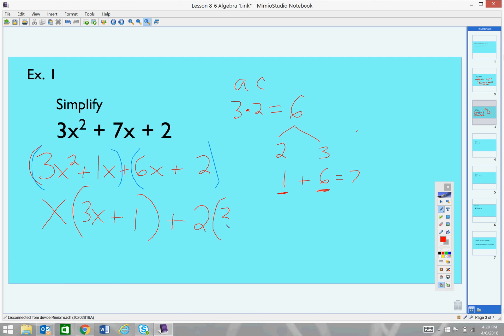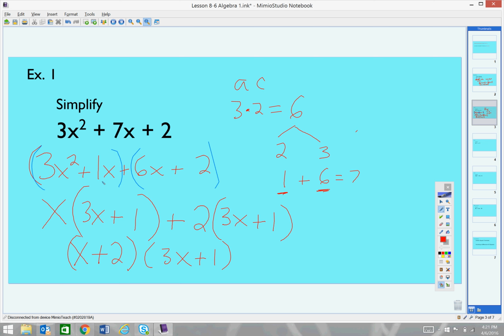2 times 3x will get me 6x right here. And then 2 times 1 will get me the same here. All right. Oh, look. 3x plus 1. 3x plus 1. So I can now rewrite this as x plus 2 times 3x plus 1. Now we have factored this. Now if I refoil this out, I will get 3x squared plus 7x plus 2.